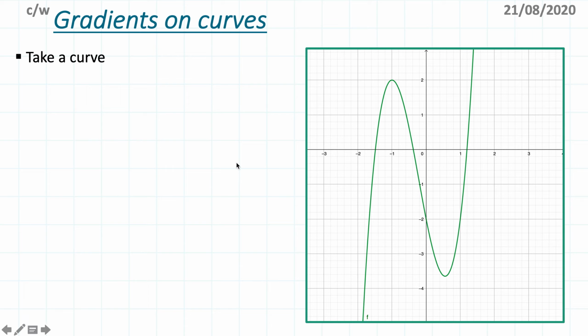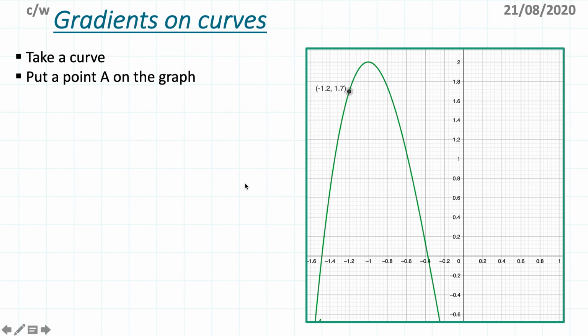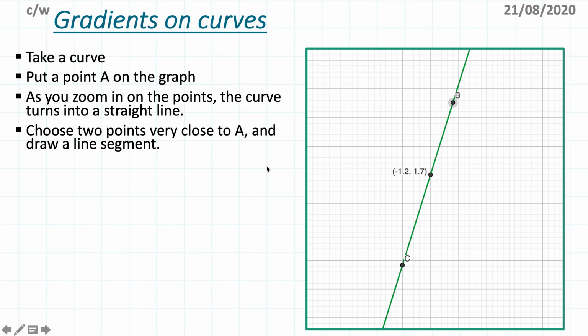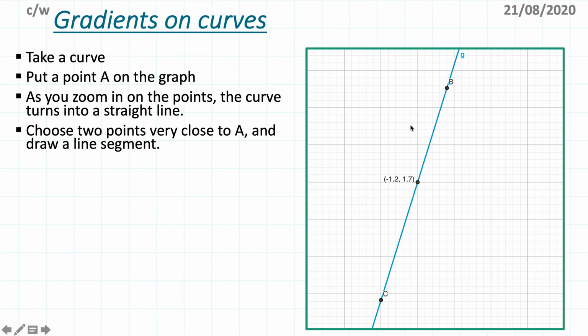So let's say we take just this curve. I just did any cubic curve, and then we want to pick a point A. So I've zoomed in, I picked this random point A on the curve. And the more I zoom into this curve, the curve will no longer look like a curve. It's actually going to appear like a straight line. And on the straight line, I'm going to choose 2 points very close to A, and I'm going to draw a line segment, so a line that goes through the C and B.